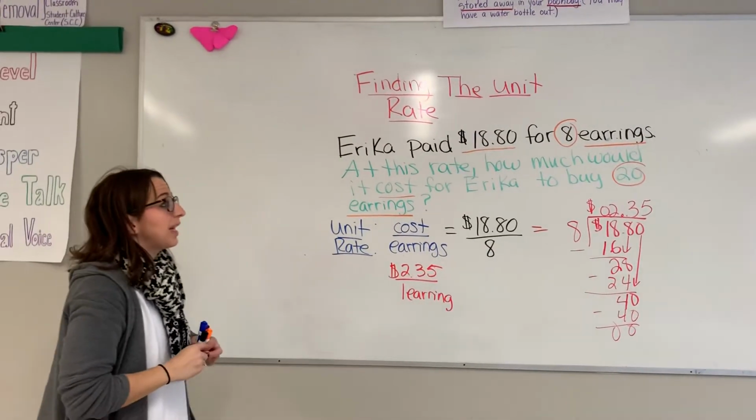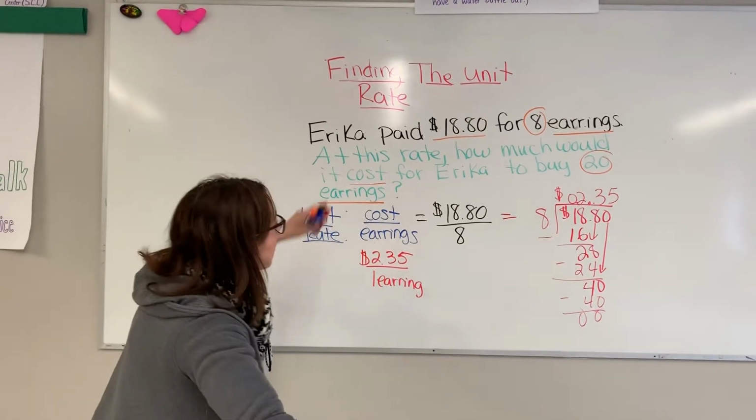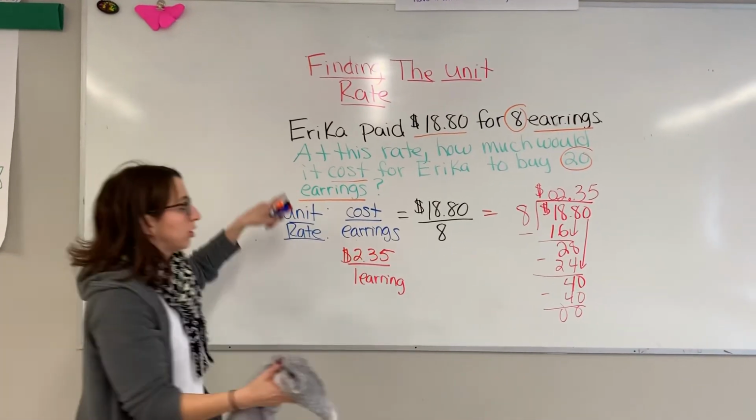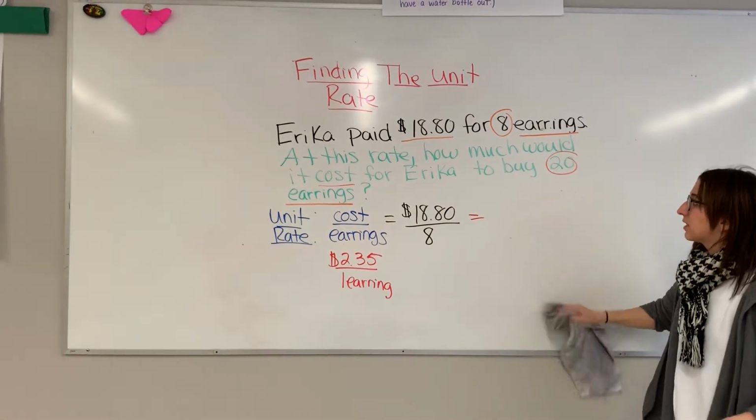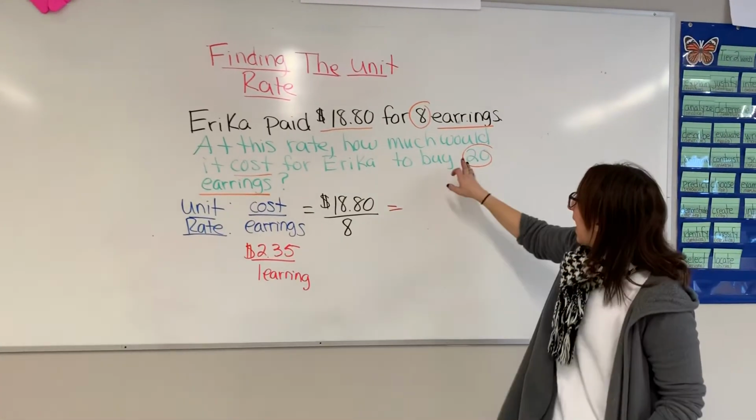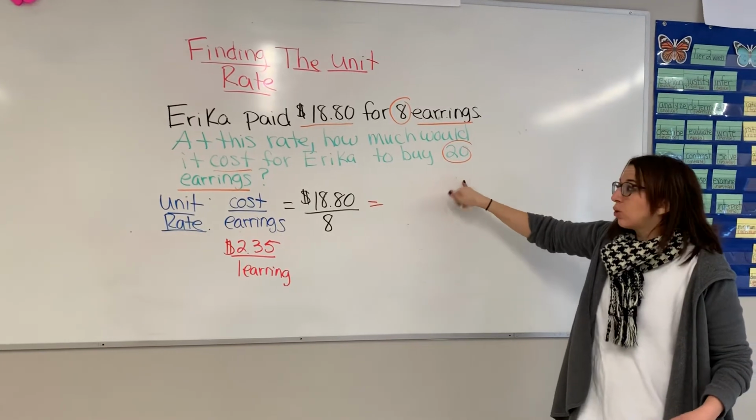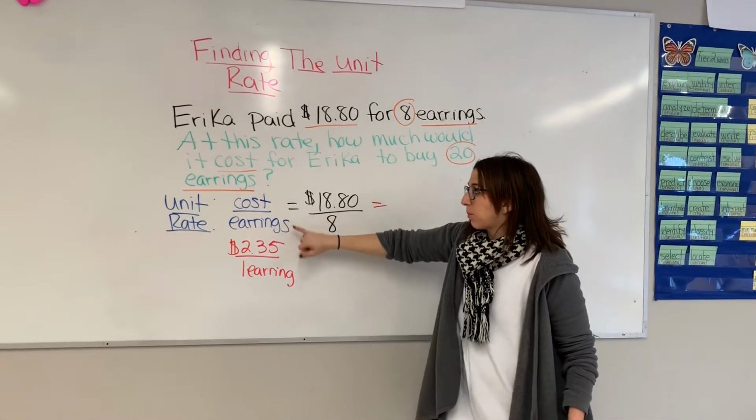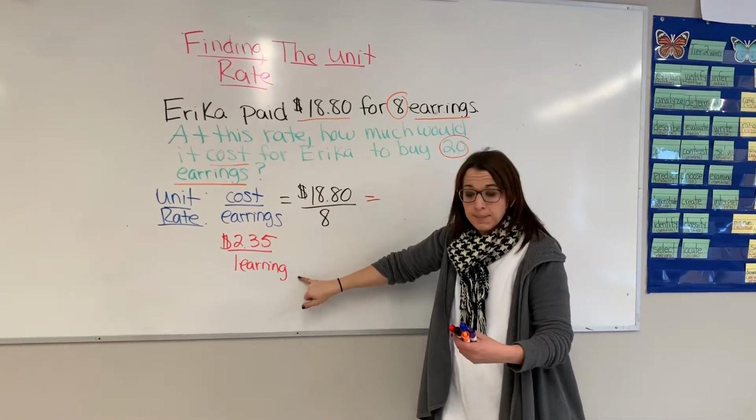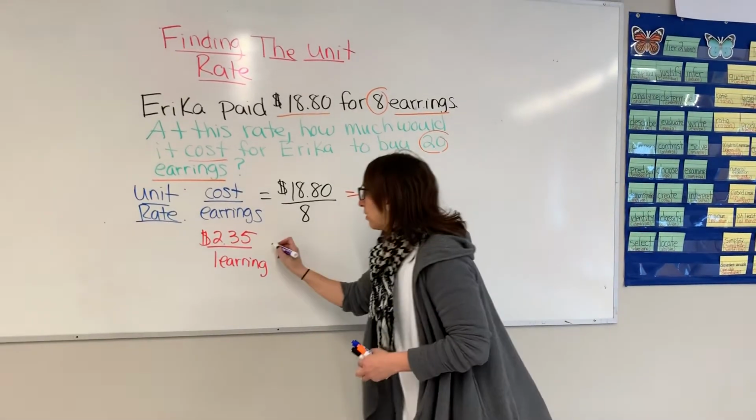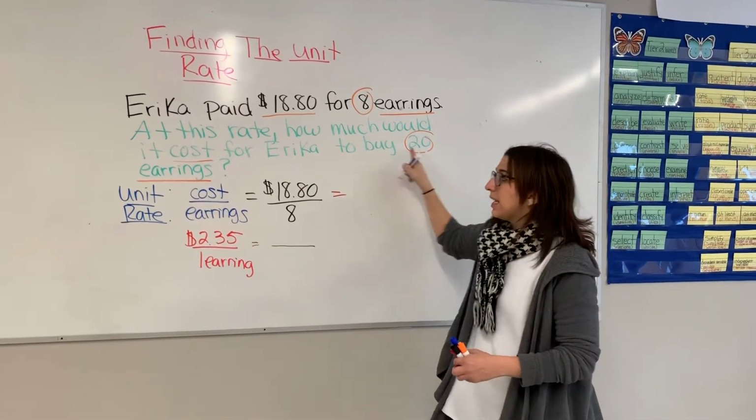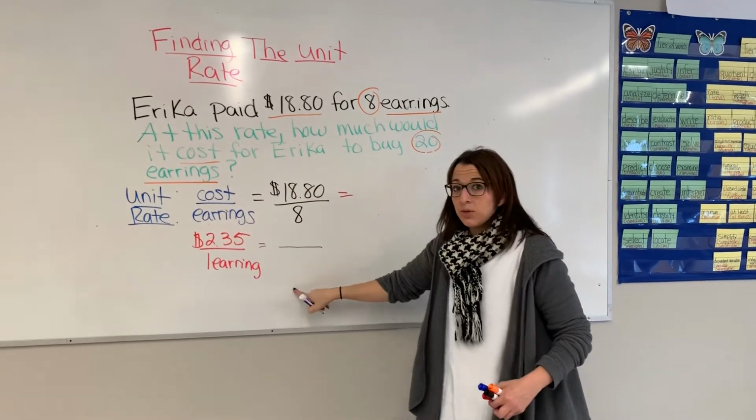Now, I'm gonna erase what I did in red in the division to show you the next part, which is the green question. Okay, so 1 earring is $2.35. I need to figure out how much 20 are going to cost. So again, I matched up cost, numerator, earrings, denominator. I'm gonna do the same exact procedure to figure out how much 20 is. 20 earrings is the denominator, the bottom.